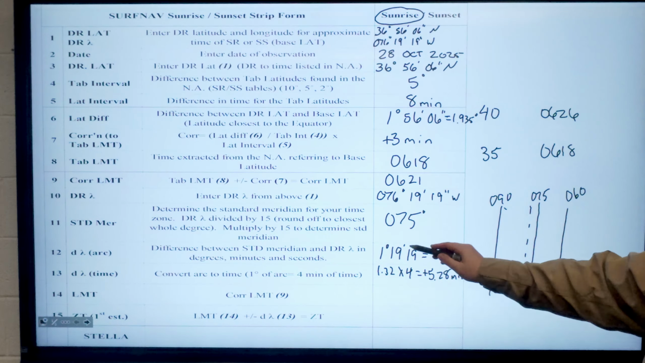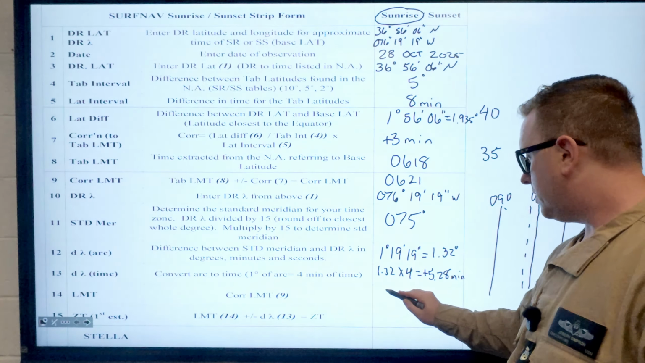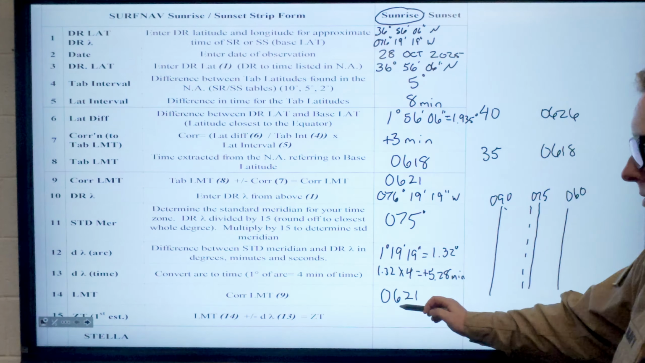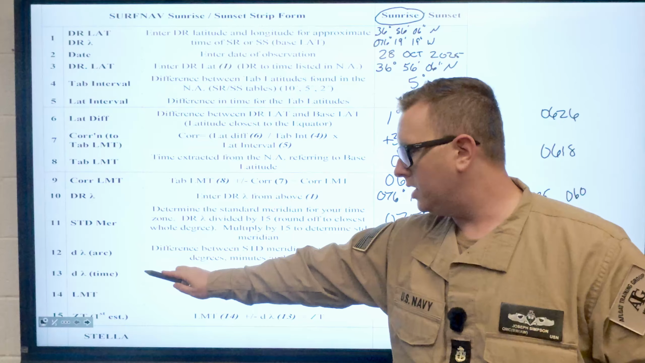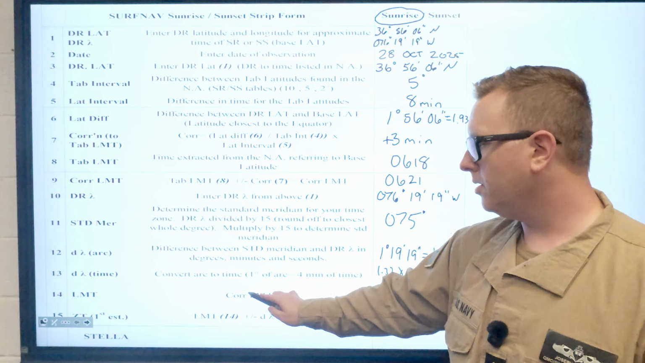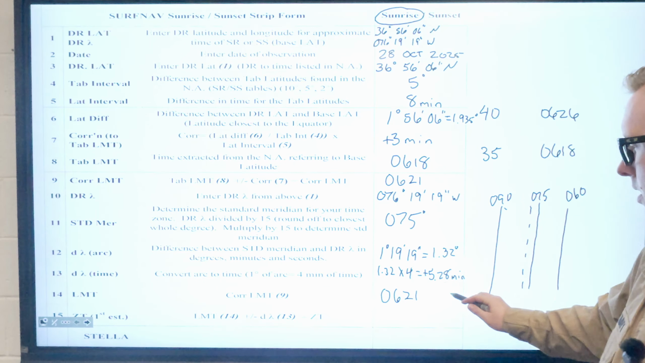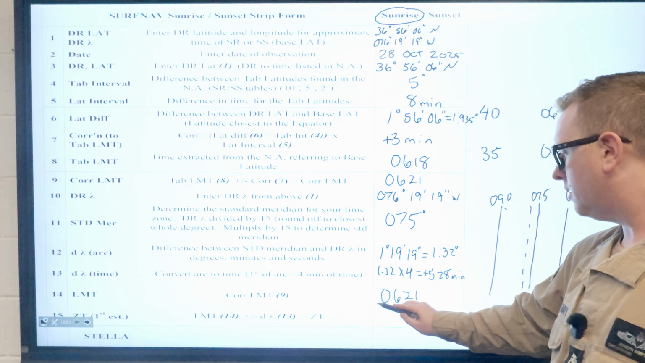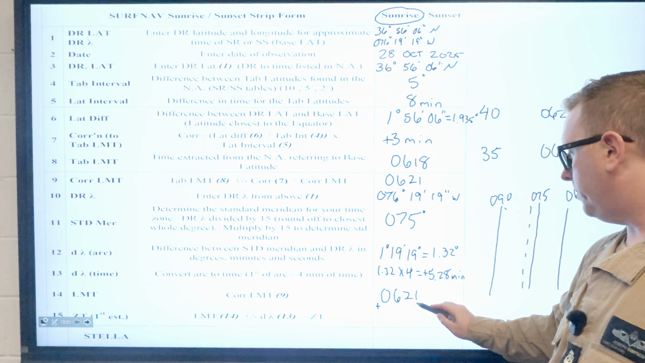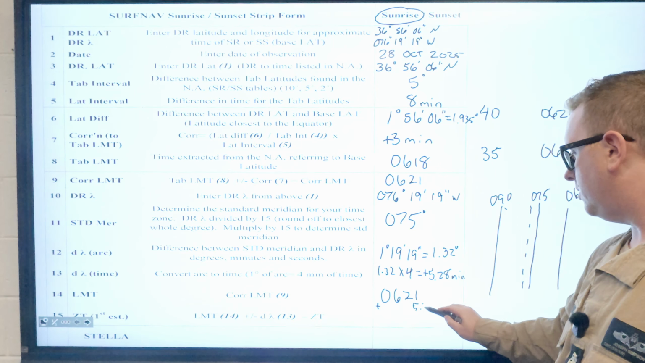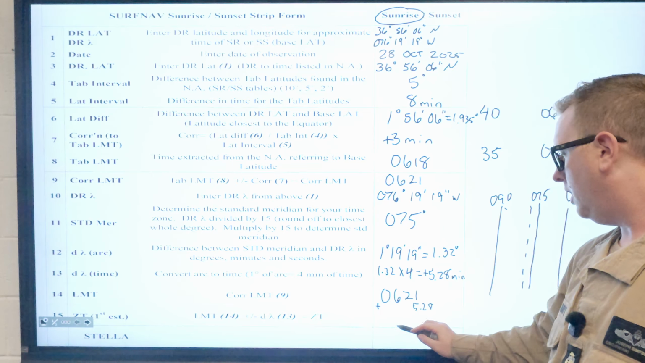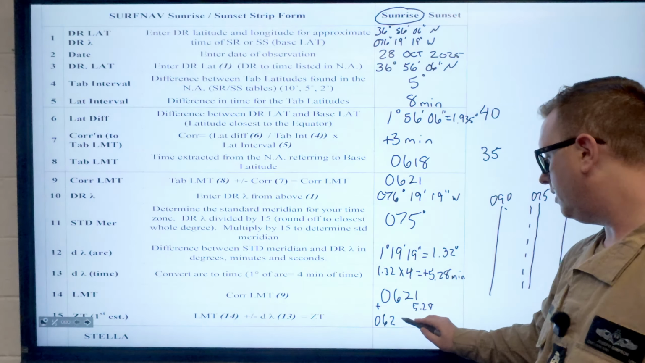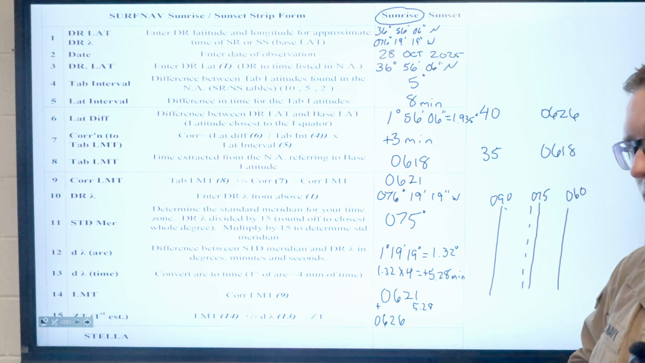Number 14, taking our time that we got previously, 0621, and then the next one, we're taking number 14 plus or minus number 13. We end up adding it, so we're going to plus 5 minutes, 0.28. That gives us 0626, roughly.